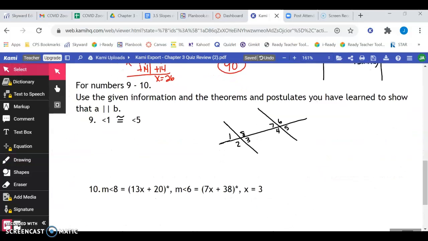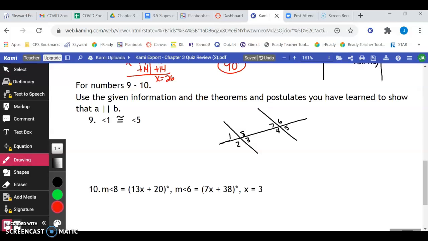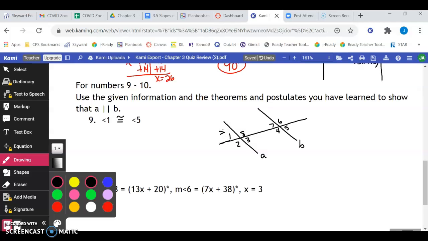Then for numbers 9 and 10, we're going to use the given information and theorems and postulates that we have learned to show that A is parallel to B. And I didn't label those, so let's do that. So A and B here. All right, so angle 1 is congruent to angle 5. So here's 1, and here is 5. So what kind of angles are they? They are alternate because they're on the opposite sides of the transversal, and they are exterior.